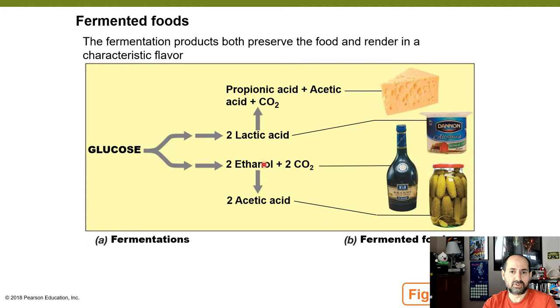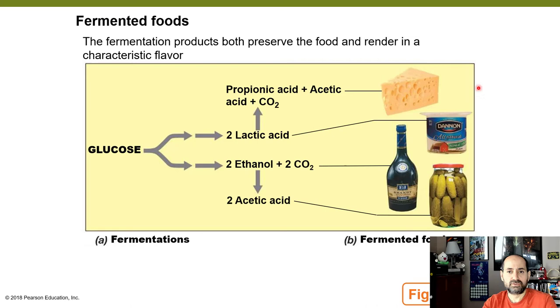We have ethanol production. You know, microorganisms can produce ethanol through fermentation. That leads to wine and beer and such. Acetic acid production, which can be used to pickle cucumbers, to make pickles, to make the fermented foods that we love. Not only does the fermentation process help produce the food, the characteristic flavor of the food, but it also helps to preserve the food as well. These foods have a natural preservation to them to some extent.